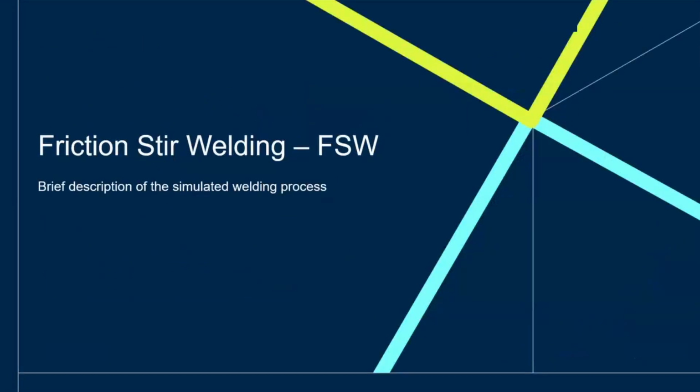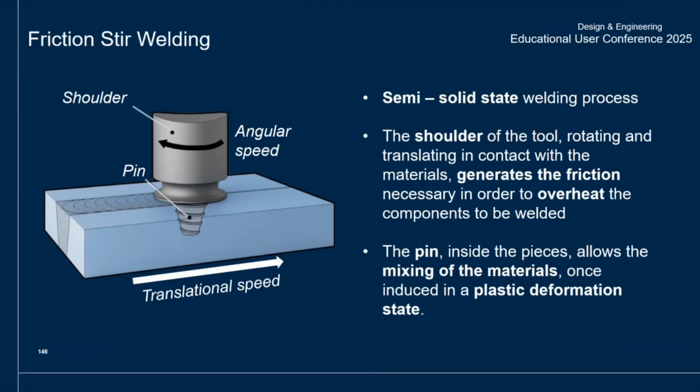But what is friction stir welding? In this section of the presentation, I will briefly describe the simulated welding process. Friction stir welding is classified as a semi-solid state welding process. The welding is executed with the use of a welding tool composed of a shoulder and a pin, as illustrated in the figure on the left.